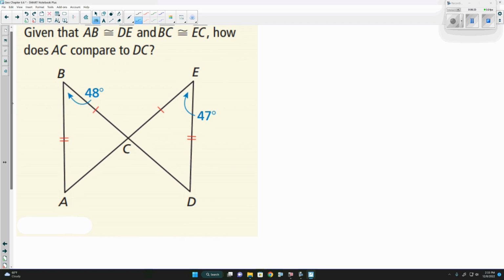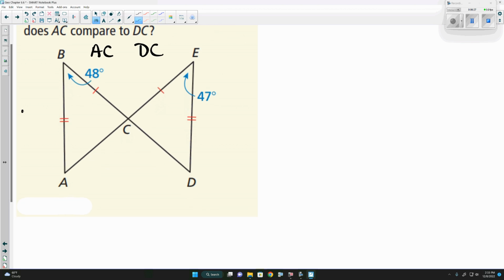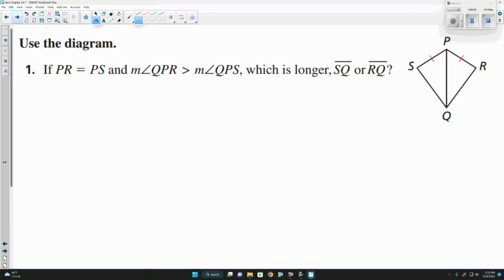Compare AC. How does AC compare to DC? So which angle is bigger? 48 is bigger, so AC is greater than DC. Are you ready for the next one? If PR is equal to PS and the measure of angle QPR is greater than the measure of QPS, which is longer, SQ or RQ?